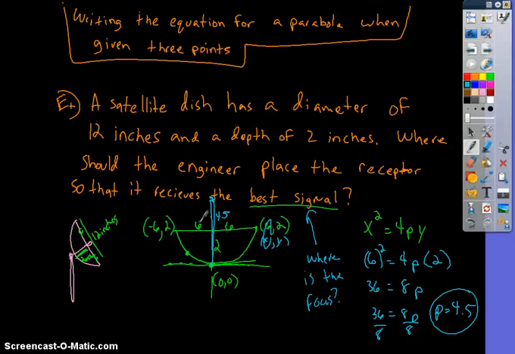So anyway, with that being said, I'm going to leave this alone, and we're going to talk about having 3 points, and one of those points won't be the vertex.